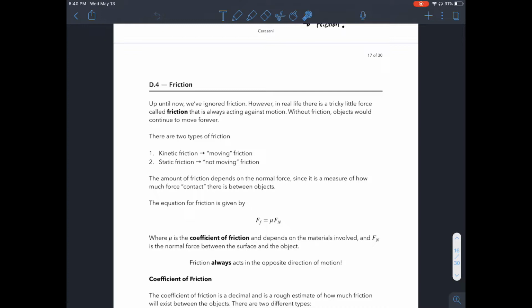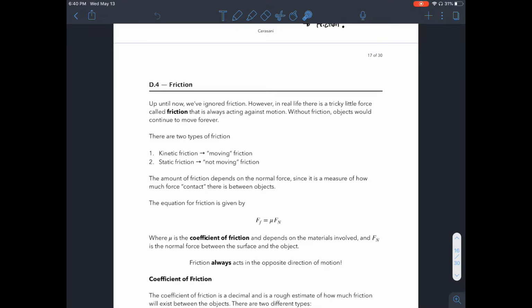A lot of times in physics, we like to live in a nice little isolated box where nothing real happens. But in reality, friction happens everywhere, okay? And so we need a way to deal with this. And it's really not that bad to deal with. It's just another force to add to our free body diagrams.